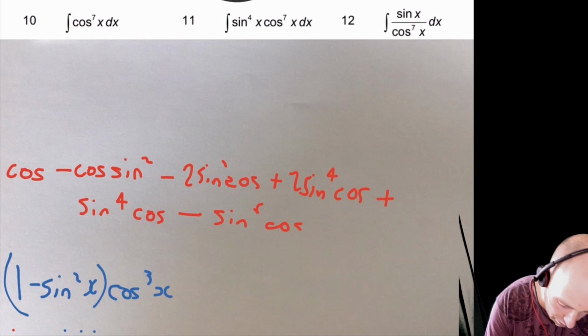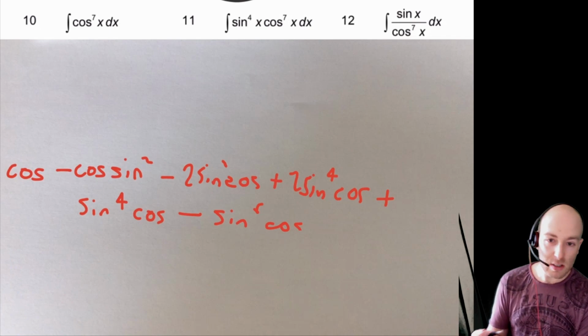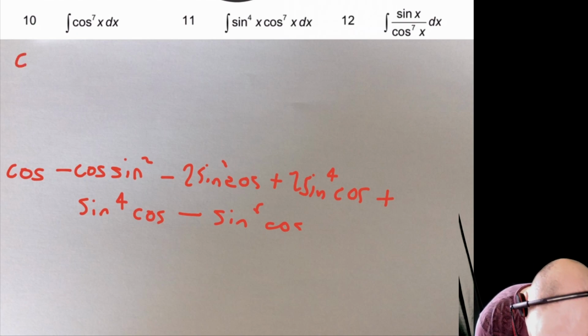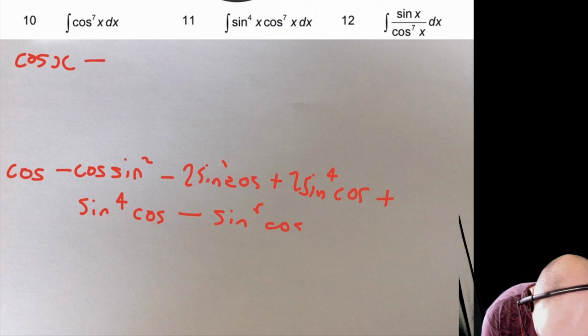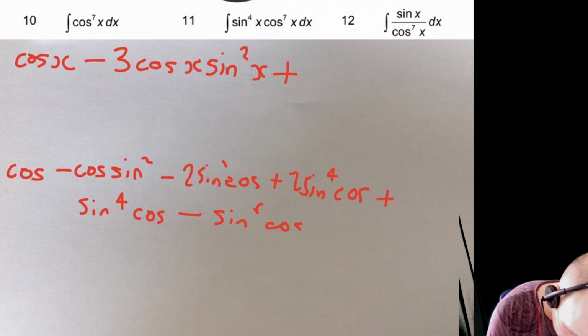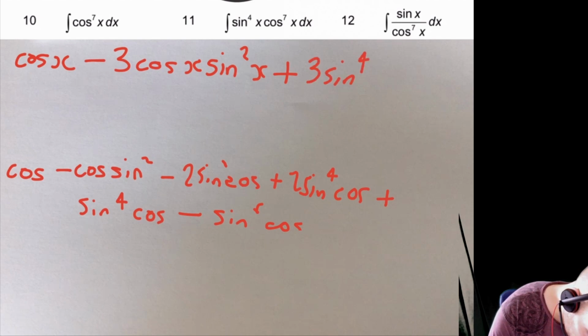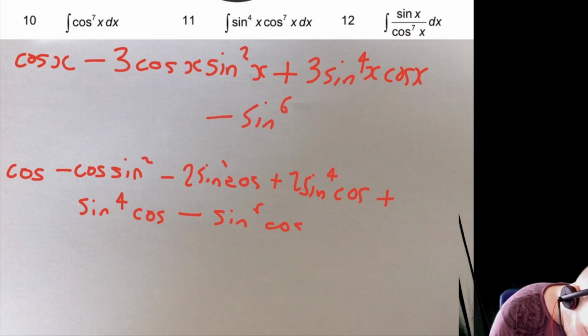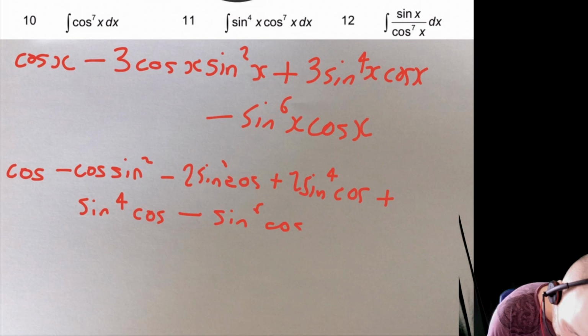I don't think this would ever come up in an exam because it would take forever and it doesn't really test anything that doing a cubed one doesn't. So we've got cos x minus, we've got cos sine squared. There's two of those, so we've got minus 3 cos x sine squared x plus 3 sine to the 4 x cos x minus sine to the 6 x cos x.